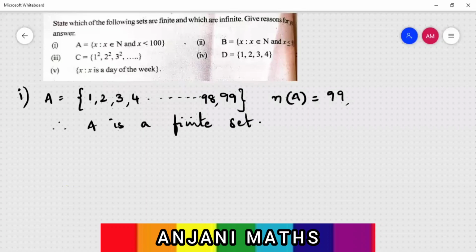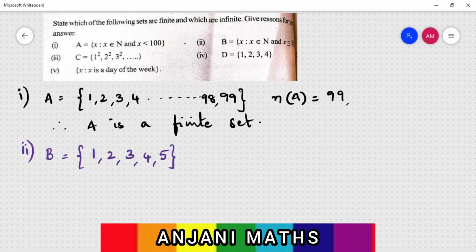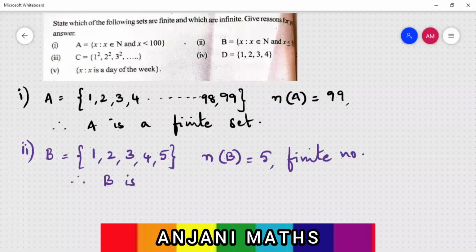Let us move to the second problem. B is equal to x such that x belongs to N and x is less than or equal to 5. So B is the set containing, here also x is a natural number. Natural numbers start with 1. And one more condition they have given, that is x is less than or equal to 5. So it has elements 1, 2, 3, 4, 5. So what is n of B? n of B is equal to 5, a finite number. Therefore, what do we conclude? B is a finite set.